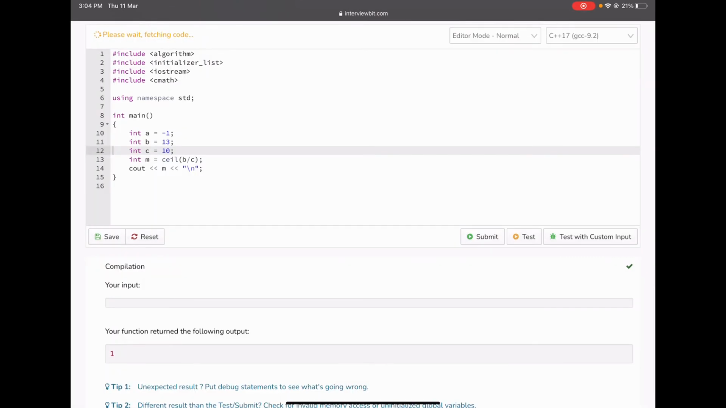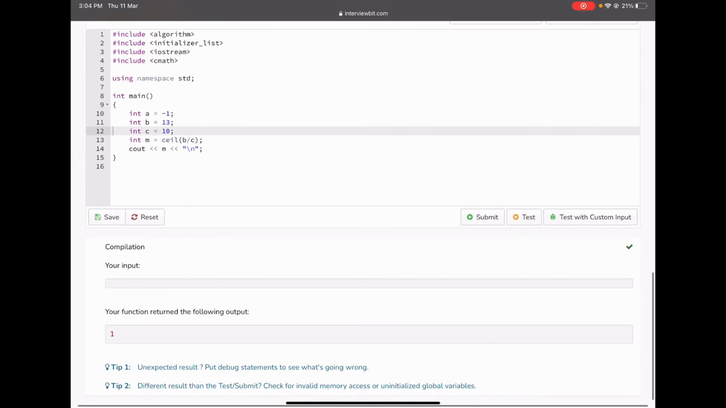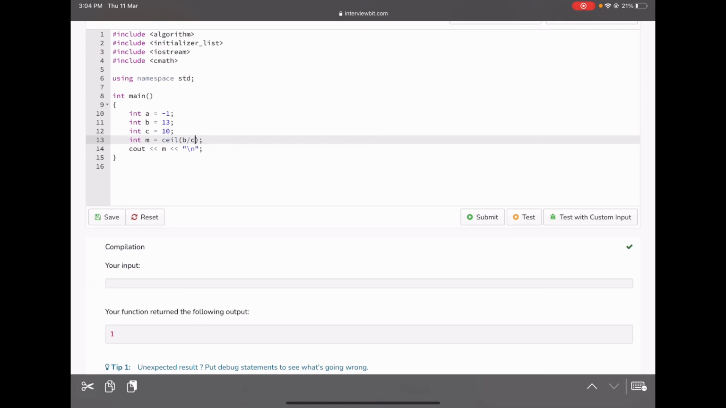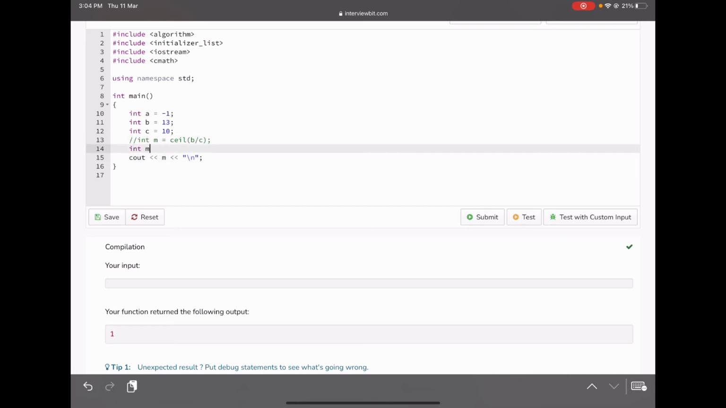As you can see, we are not getting 2, we are getting the output as 1. Why is this happening? This is happening because B by C is automatically getting converted to an integer, so we get 13 by 10 as 1, and ceil of 1 we get as 1 only. We can either explicitly convert them into float or double types, but there is a better alternative for finding this ceil. We can simply comment this out and write a new line: int m equals b plus c minus 1 and then divided by c. This will find the ceil and convert it to the integer value.